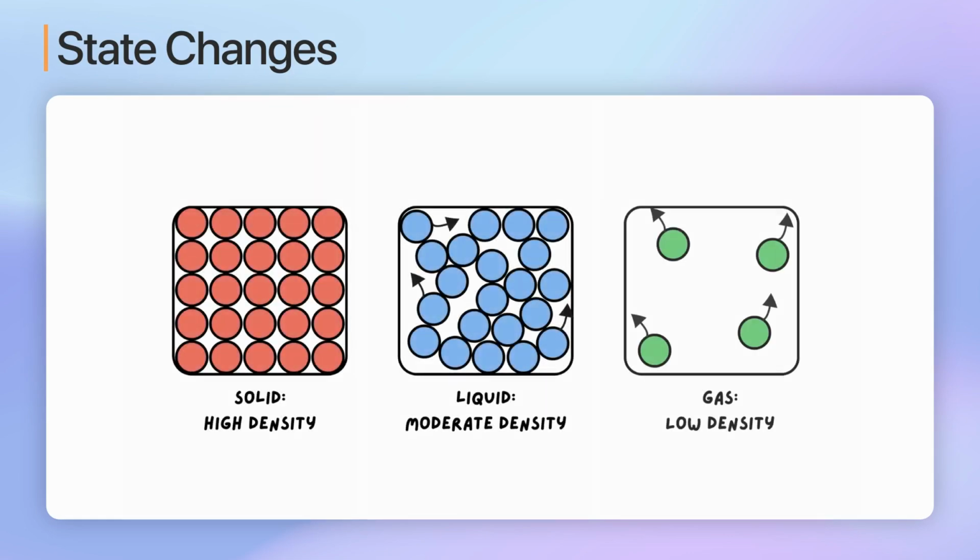First, let's recall that matter exists in three primary states: solid, liquid, and gas. Each state has distinct properties based on the arrangement and motion of its particles. Understanding these properties is crucial as we explore how matter transitions between these states.